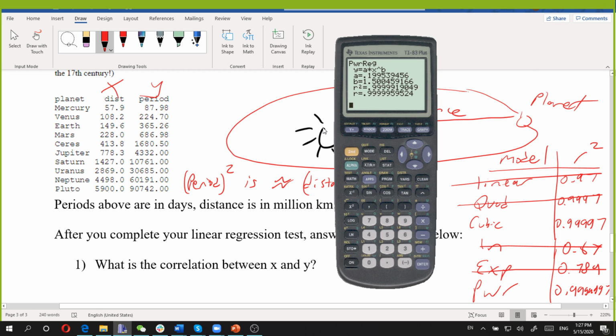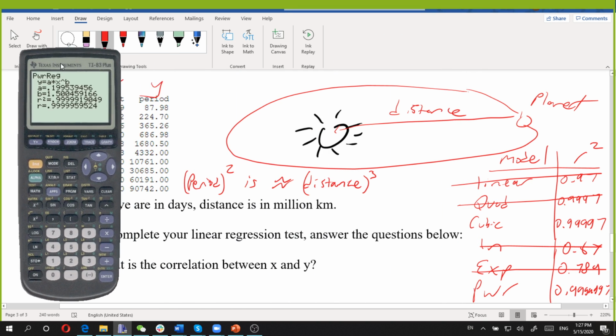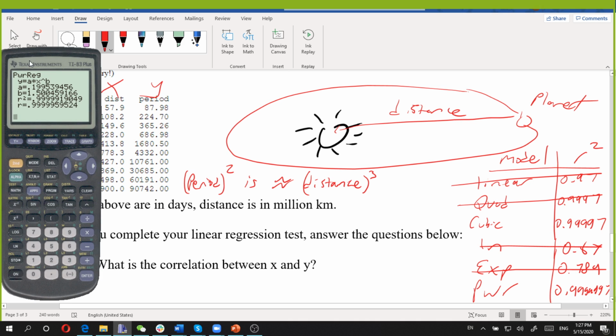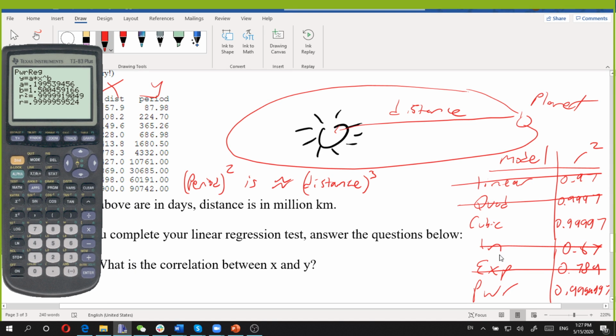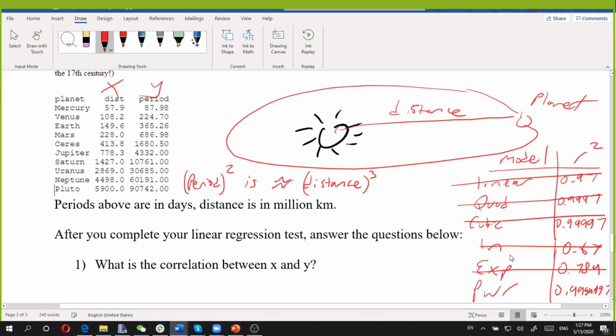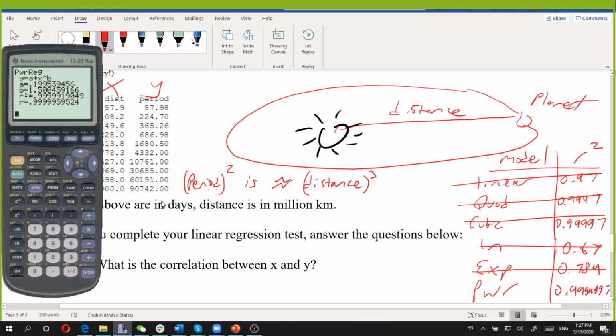Okay, Jenna, over to you. What do I need to do next in order to get a p-value? Jenna, are you with us? Okay. So we've got our strength. We know the strongest correlation to the data is now a power function. What do I have to do next in order to get a p-value?